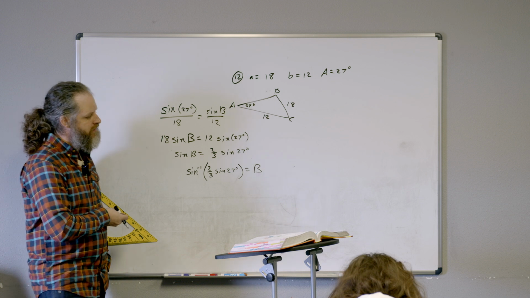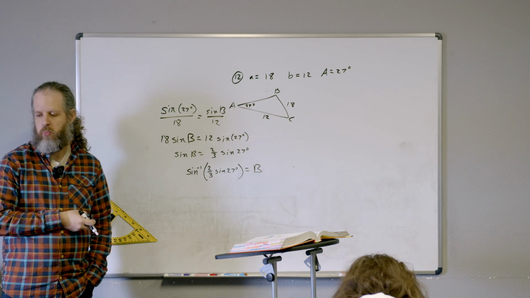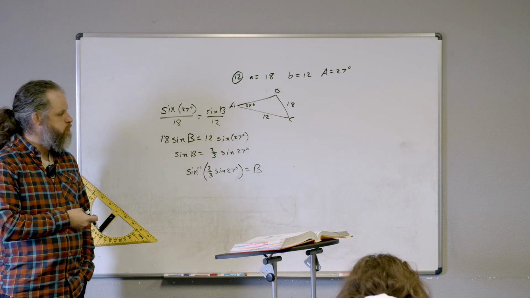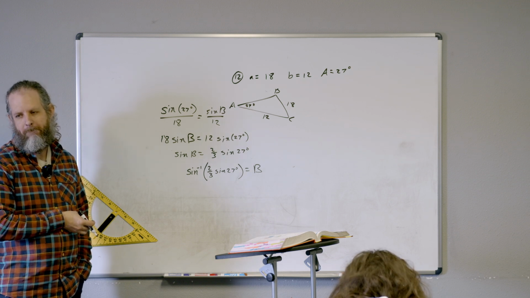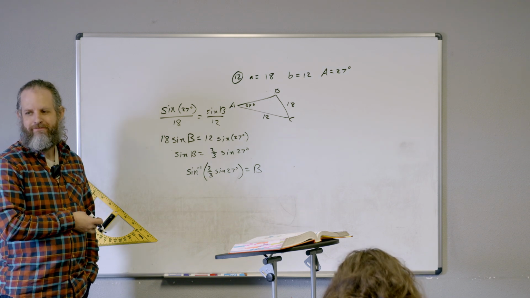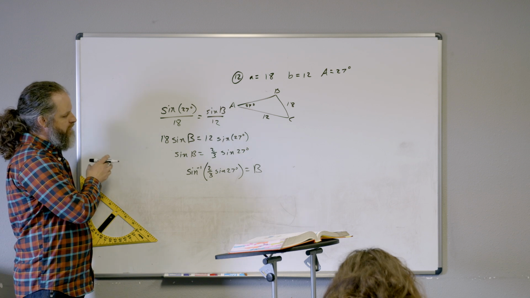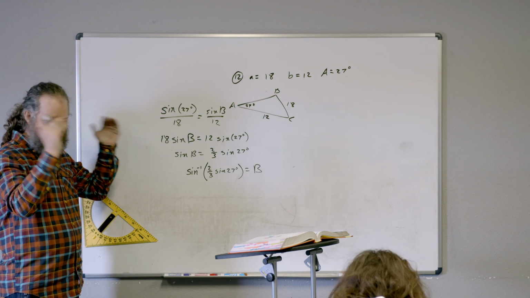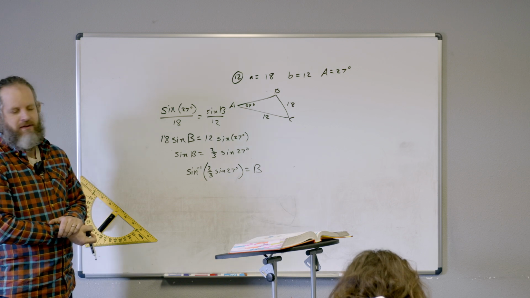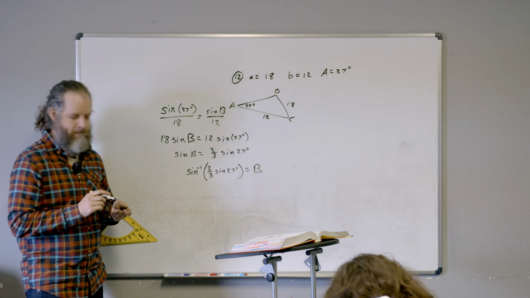And when you're multiplying times the inverse sine, you're not multiplying, you're doing the inverse sine of it. Oh. Yeah, so in the calculator, you'd punch inverse sine, and it'll give you parentheses, and then 2/3 times sine 27, and then close both parentheses potentially.